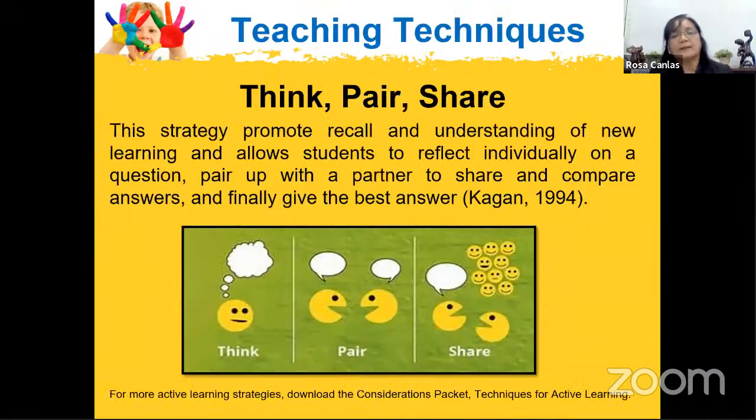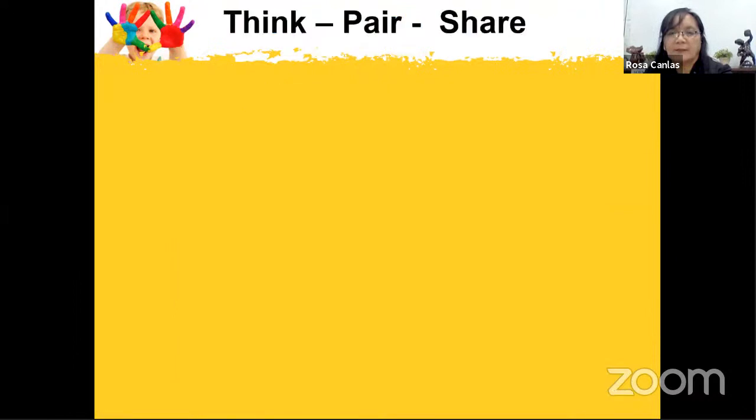The next technique that I have here is think, pair, share. This strategy promotes recall and understanding of new learning and allows students to reflect individually on a question. They pair up with a partner to share and compare answers and finally give the best answer. So we have here more active learning strategies. We can download here the packet of techniques for active learning.